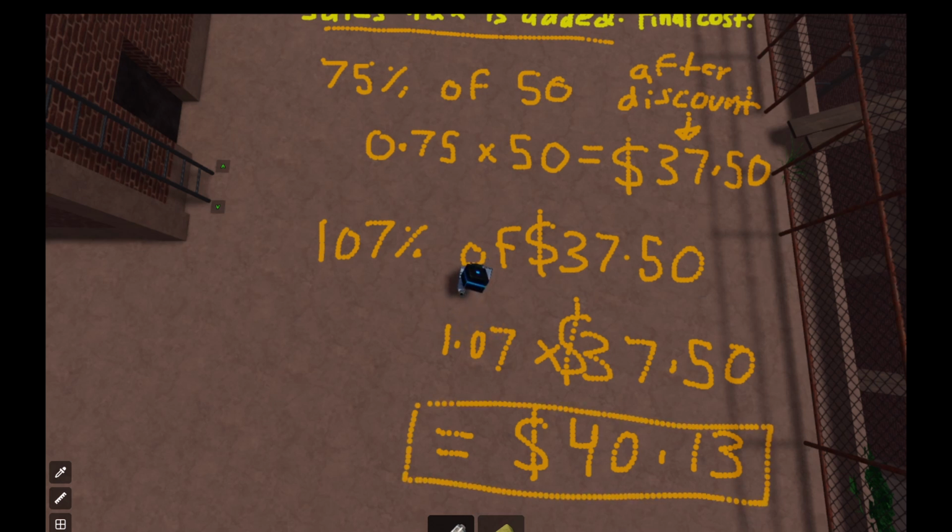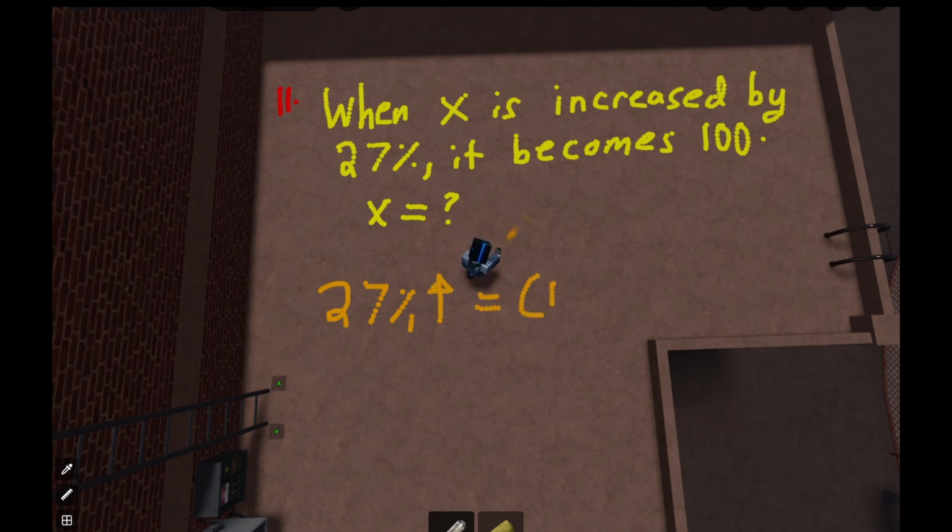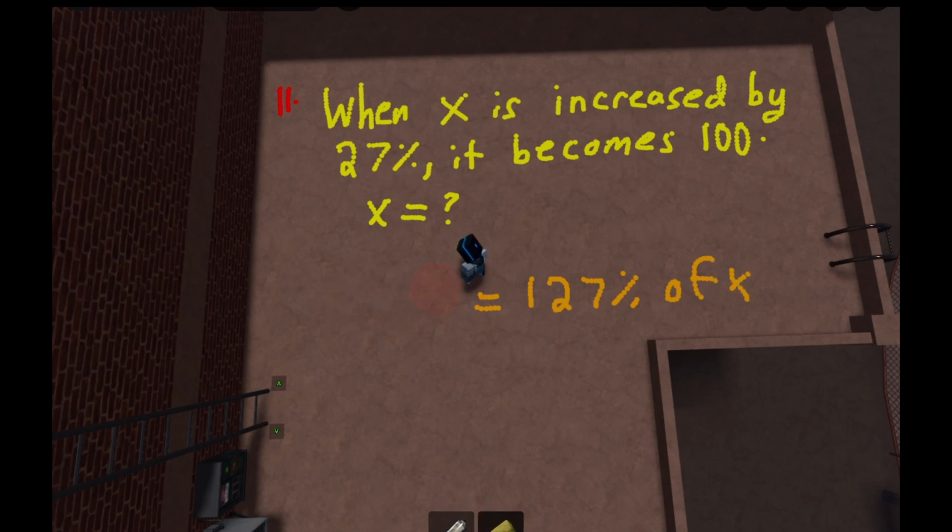Let's move to our final problem of the day. Our final problem says that when X is increased by 27%, it becomes 100. What is X equal to? To do this problem, just recognize that a 27% increase is equal to having 100 plus 27% of a number. So that means a 27% increase is equal to having 127% of X now. And we know that 127% of X is equal to 100.